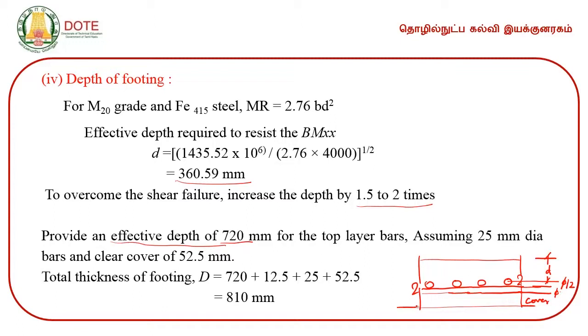So, the total depth or overall depth of the footing, D, is equal to 720 mm plus the diameter, here assumed as a 25 mm bar. So, dia by 2 plus D plus dia by 2 plus cover. This will give you the total thickness of the footing, and it is found to be 810 millimeters.